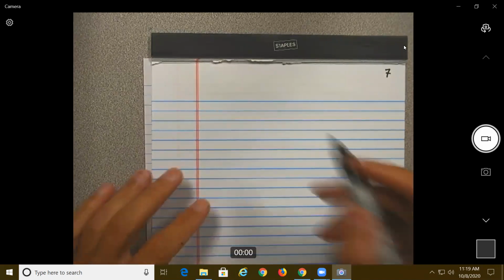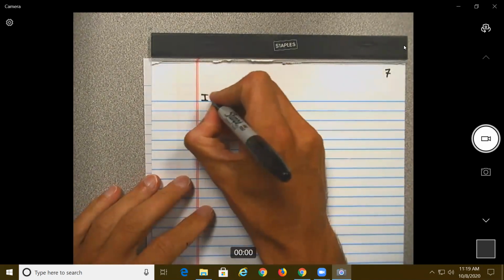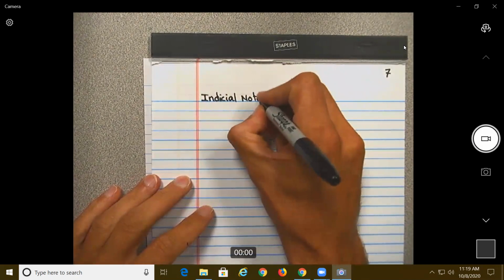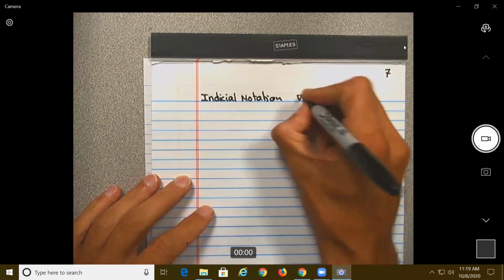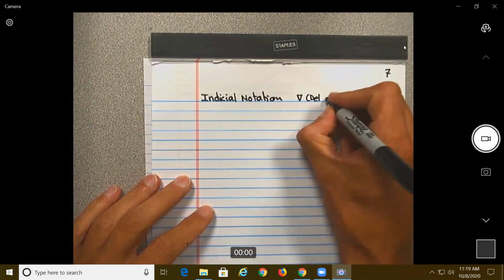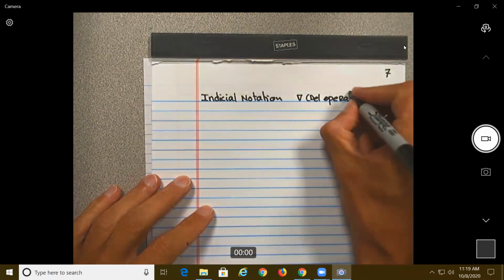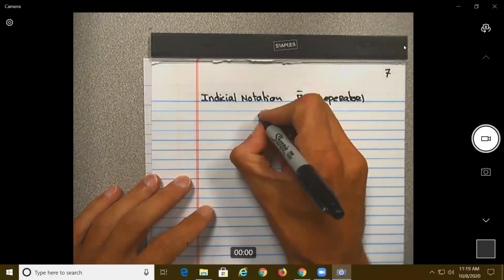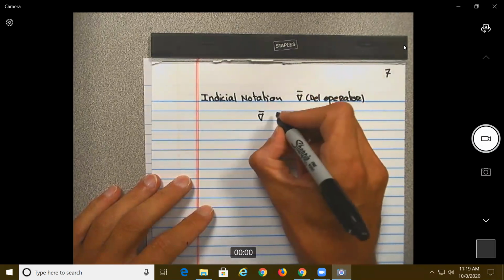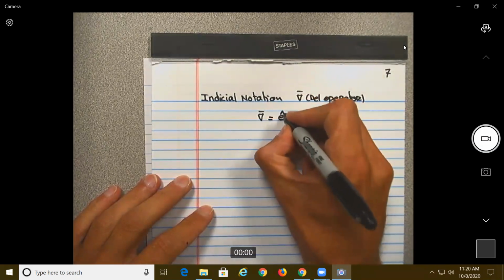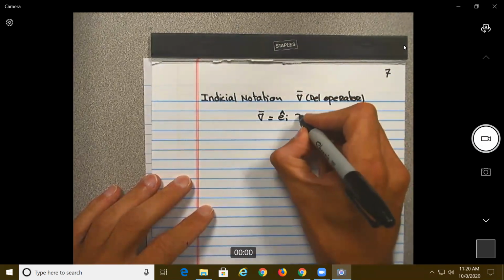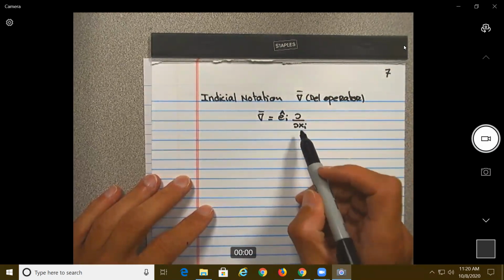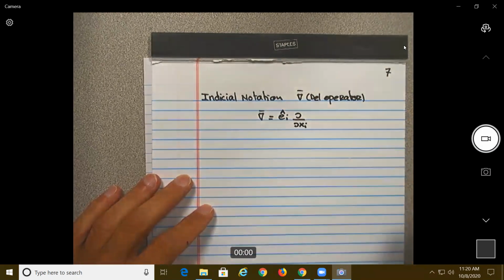Okay, so today we're going to look at the initial notation for when the del operator is involved. Depending on how you do it in the textbook, they put it this way, but generally I put it the other way. The del operator is a vector, so it has a magnitude that will be the partial derivative, and this would be the direction. So this is the definition of it.